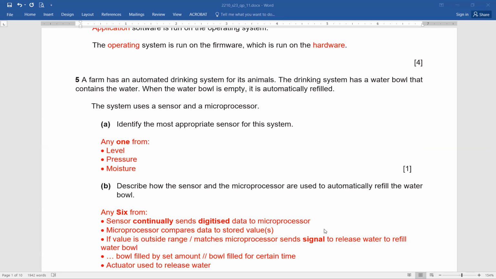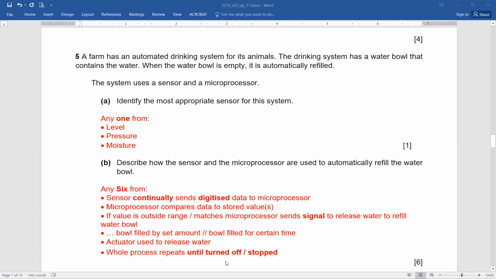The bowl will be filled for a certain time period, and definitely an actuator is used to release water, and the whole process is repeated until it's turned off or stopped. So the whole process of water falling into the bowl will continue till it's not possible to do any further. In this manner, you can easily score 6 out of 6. If you have understood, recalled your learning, and you are able to put them in the right order, you will definitely be able to score 6 out of 6.